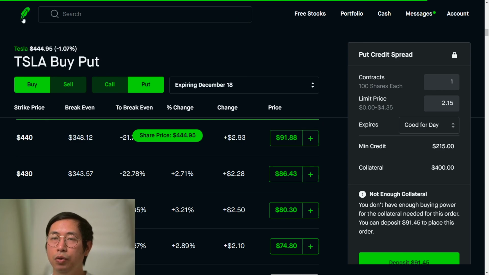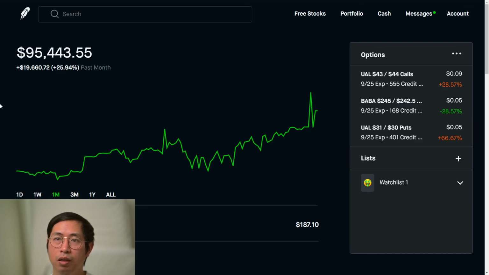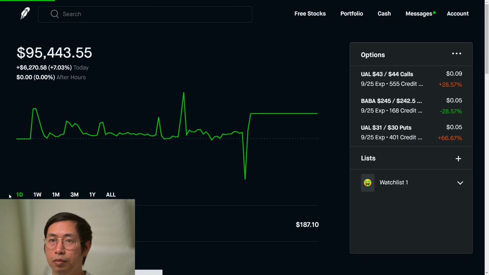I mainly do put credit spreads in my portfolio, and I've been making a lot of profits. As you can see, in the past month, I've already made 25% profit from just doing put credit spreads. So they can be really risky, but if you're super confident that a stock is going to stay above a certain price by a certain expiration date, then you can use a put credit spread to make some money off of that.